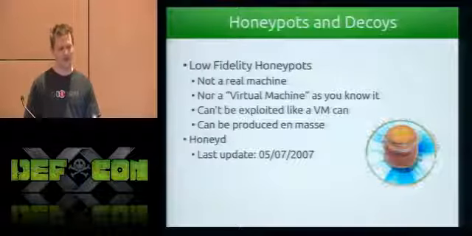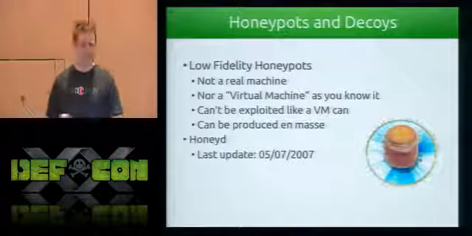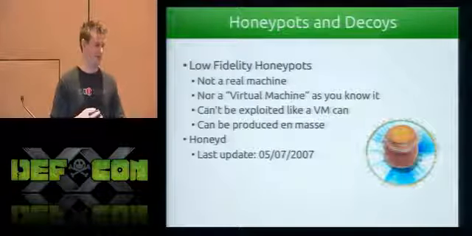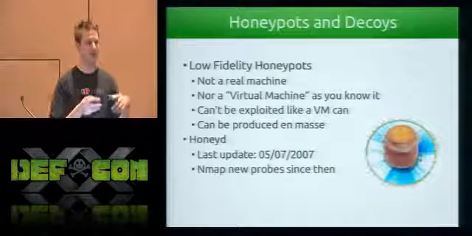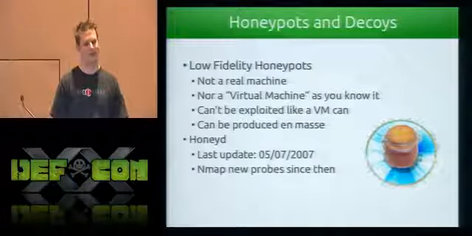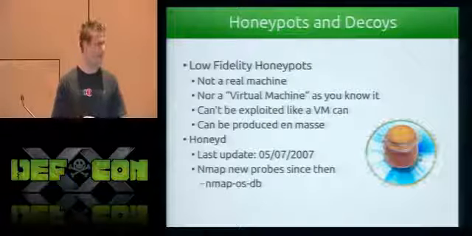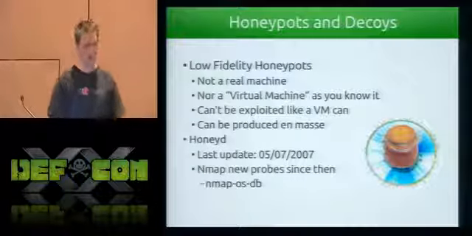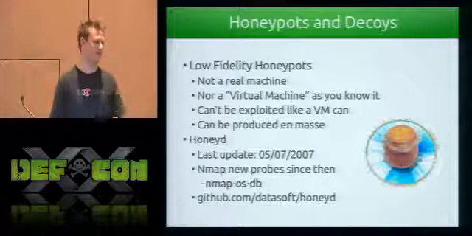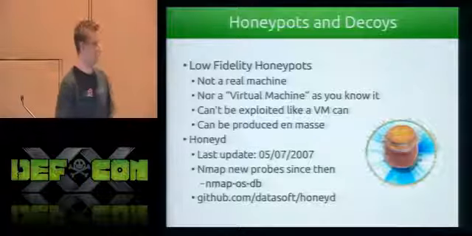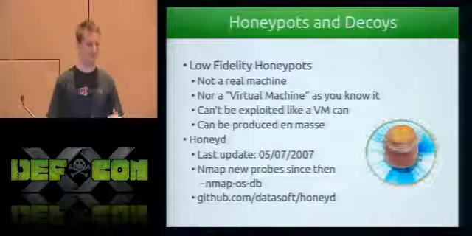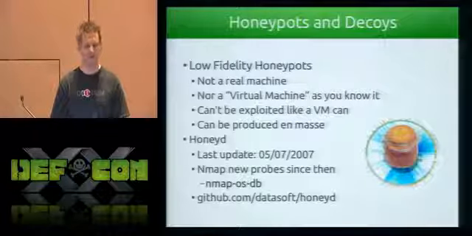So we use HoneyD. One of the problems with HoneyD, however, if you're familiar with it, is that it hasn't gotten an update since 2007. That's rather a problem because since then, Nmap has put in new operating system probes, and so it completely fails at giving the right operating system. So one of the things we had to do was update that. If you go to our repository at github.com/datasoft/HoneyD, you'll find an updated version of HoneyD that actually responds properly to the new Nmap operating system probes. So it'll work with the new versions of Nmap.